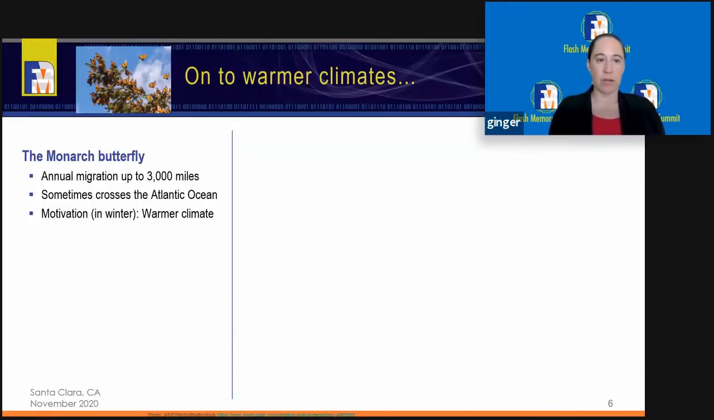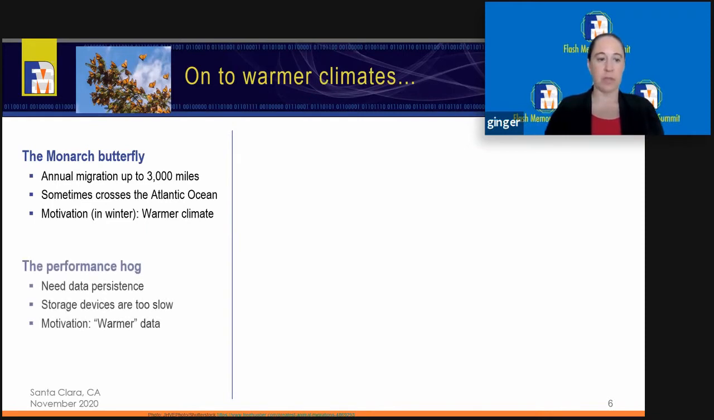So I'll start with the monarch butterfly. This is a pretty famous migrator, just because of the fact that they can migrate, even up to 3,000 miles at a time. Sometimes they've been known to even cross the Atlantic Ocean. And they do this annually. The motivation when winter's coming, of course, is to move to a warmer climate.